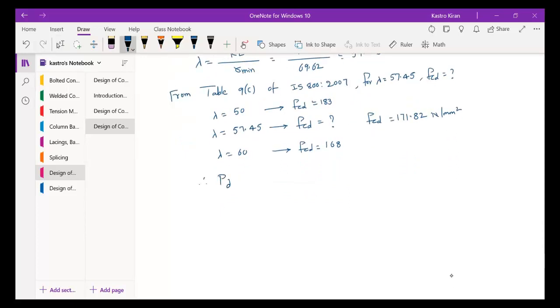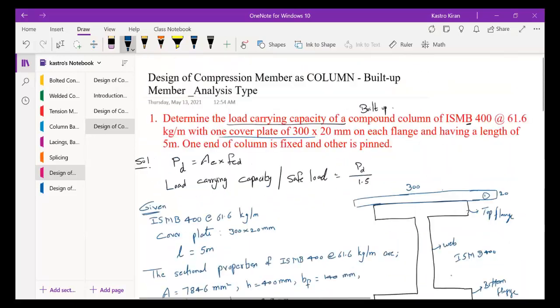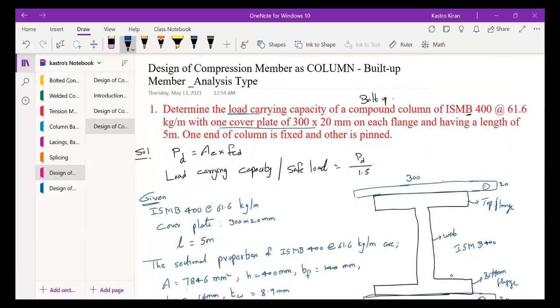Therefore, ultimately what we are going to find out is PD, which is AE into FCD. We know the AE value, that is the area of the built up section, 19846. And the FCD value we also know, which is 171.82. So this will be equal to 341.0038 newtons. This will be converted into kilonewtons, so you'll be getting the answer as 3410.03 kilonewtons. Okay, but what we have to find out? We have to find out the load carrying capacity.